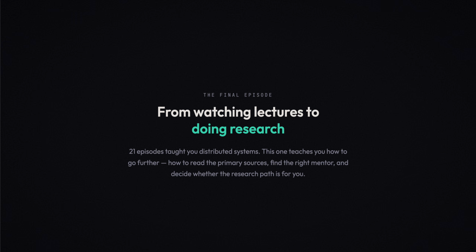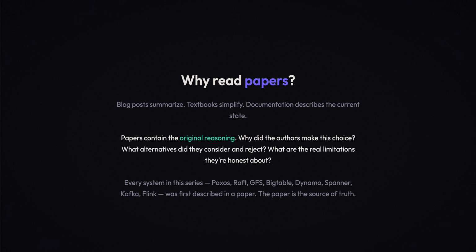Why bother reading papers when blog posts exist? Blog posts summarize, textbooks simplify, documentation describes the current state. All of them are filtered through someone else's understanding. Papers are different. Papers contain the original reasoning. Why did the authors make this choice? What alternatives did they consider and reject? What are the real limitations they're honest about?